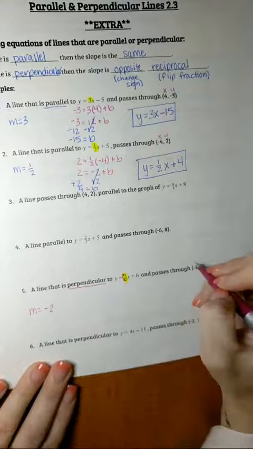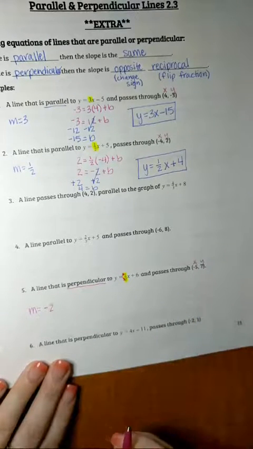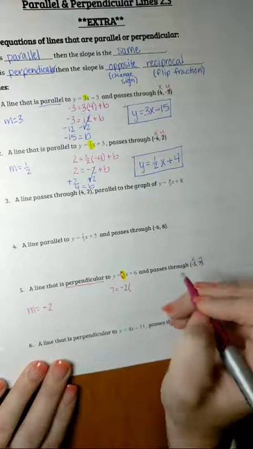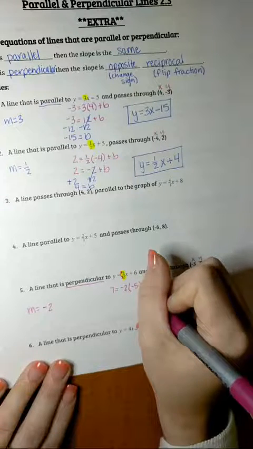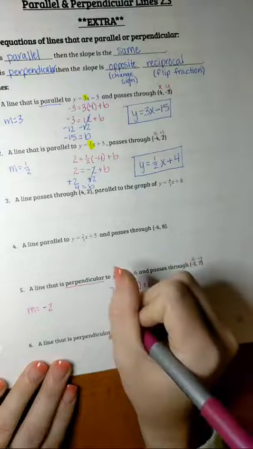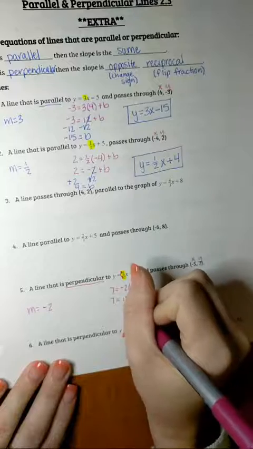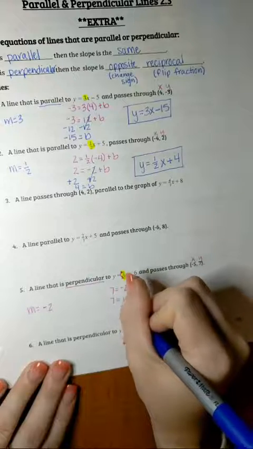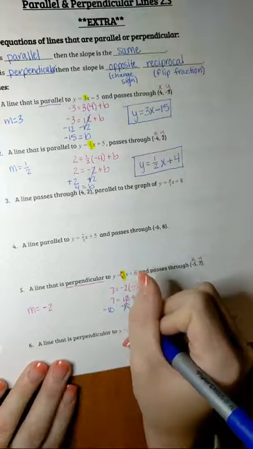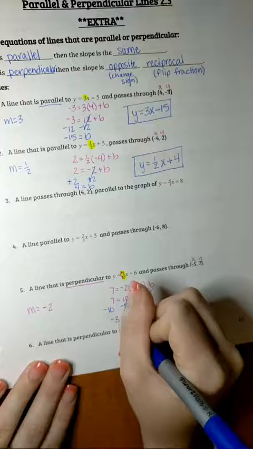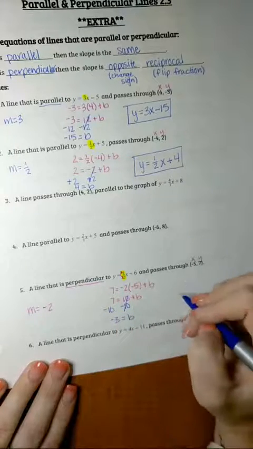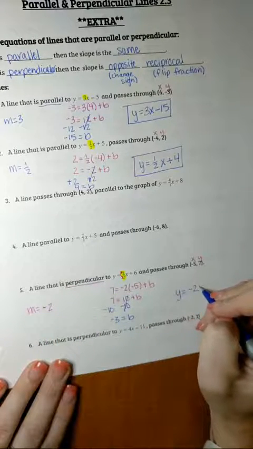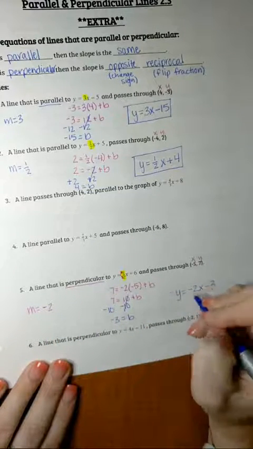And then our x and our y, like the last, that's not going to change. So 7 equals -2 times -5 plus b. So that is 7 equals 10 plus b. And I would subtract the 10 on both sides. So 7 minus 10 is -3. So y equals our m, which we said was -2x minus 3.